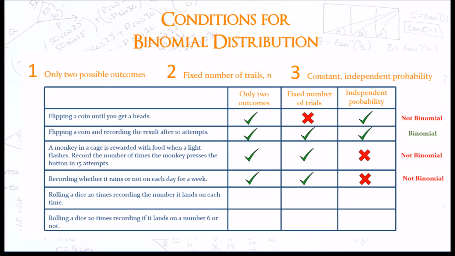Example 5, rolling a dice 20 times, recording the number it lands on each time. This doesn't follow a binomial distribution, and this breaks down on the only two possible outcomes, because obviously a standard die has 6 sides to it, so it's got 6 numbers, and it doesn't have two possible outcomes. Whereas the final example, rolling a dice 20 times and recording if it lands on number 6 or not, this does satisfy the only two possible outcomes, because it either lands on a 6 or it doesn't land on a 6, a success or a failure.